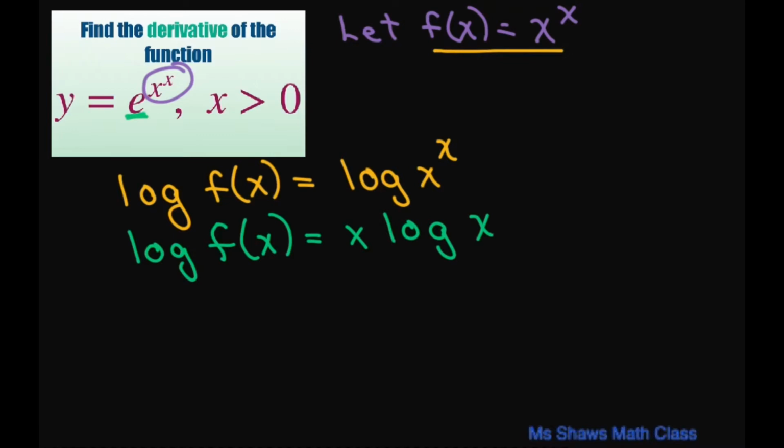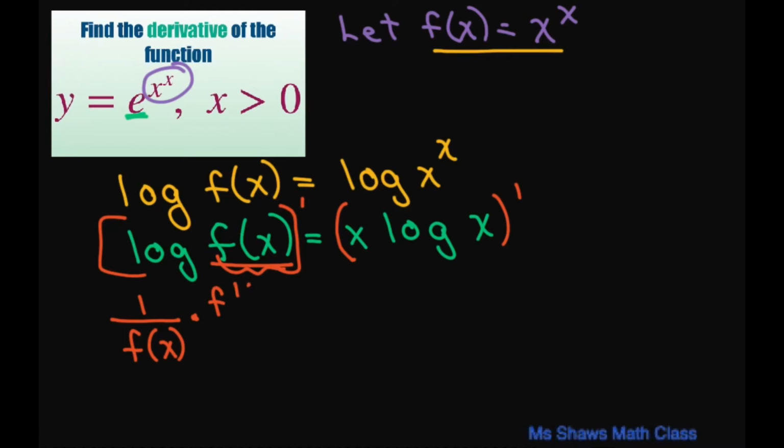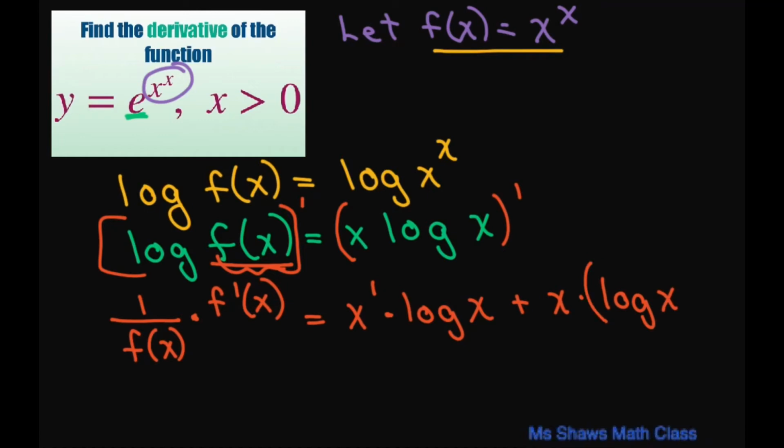Now let's differentiate both sides. Now this is going to give you, for log, 1 divided by f of x times the derivative of your inner function, which is f prime of x. And this piece here is just going to be x prime times log of x, I'm using the product rule, plus x times log of x prime.